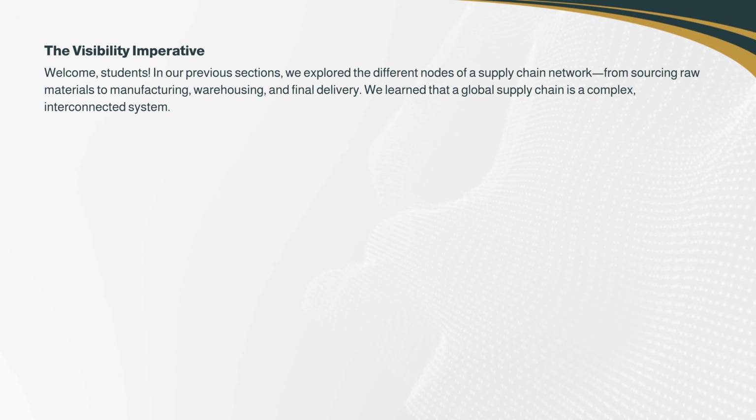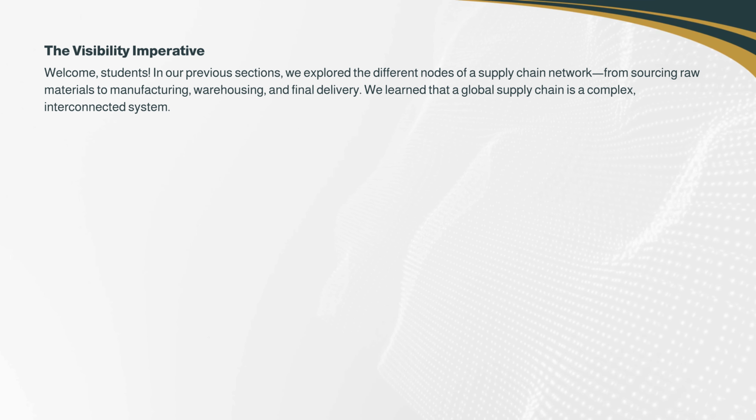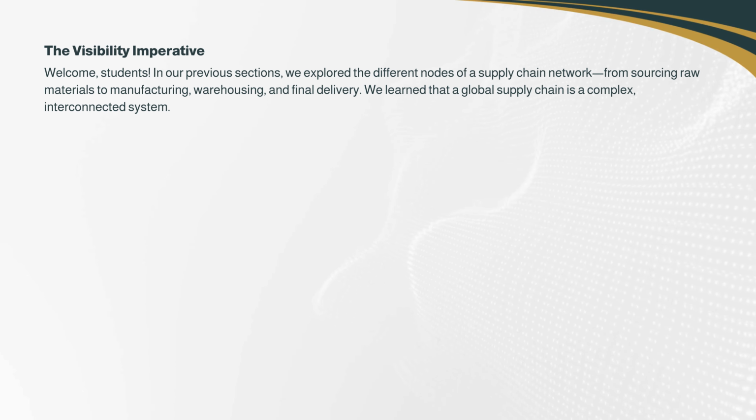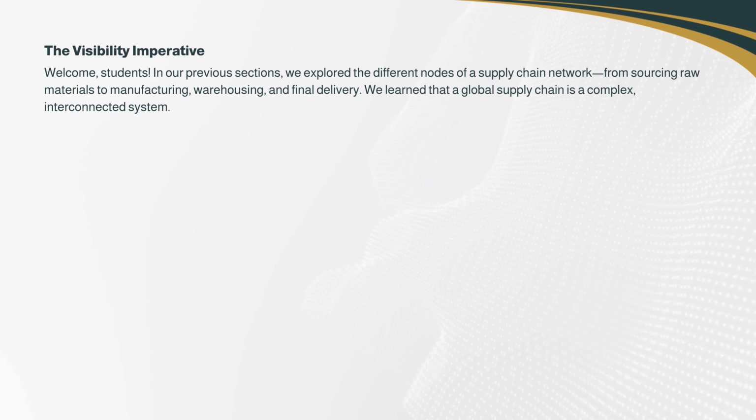The Visibility Imperative. Welcome, students. In our previous sections, we explored the different nodes of a supply chain network, from sourcing raw materials to manufacturing, warehousing, and final delivery. We learned that a global supply chain is a complex, interconnected system.